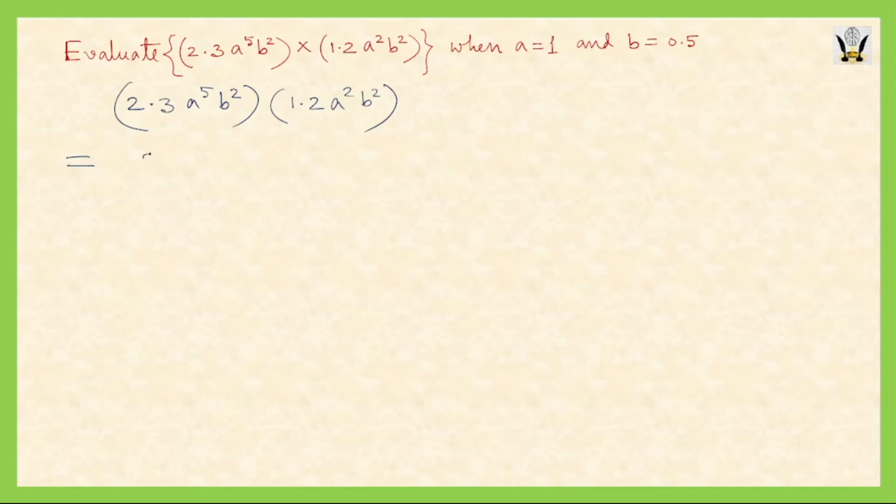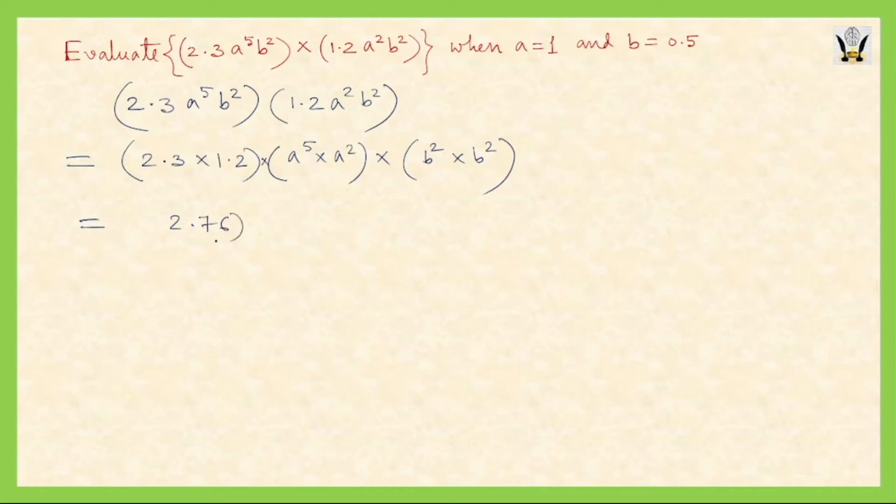So here again the constant terms will be multiplied separately, so 2.3 multiplied by 1.2. The a terms will be multiplied separately, a to the power 5, and here it is a square. Then the b terms will be multiplied separately, b square, and here it is again b square. 2.3 multiplied by 1.2 will be 2.76, and here the base is the same, a, so their powers will be added, so it will be a to the power 7, and then it is b to the power 4.